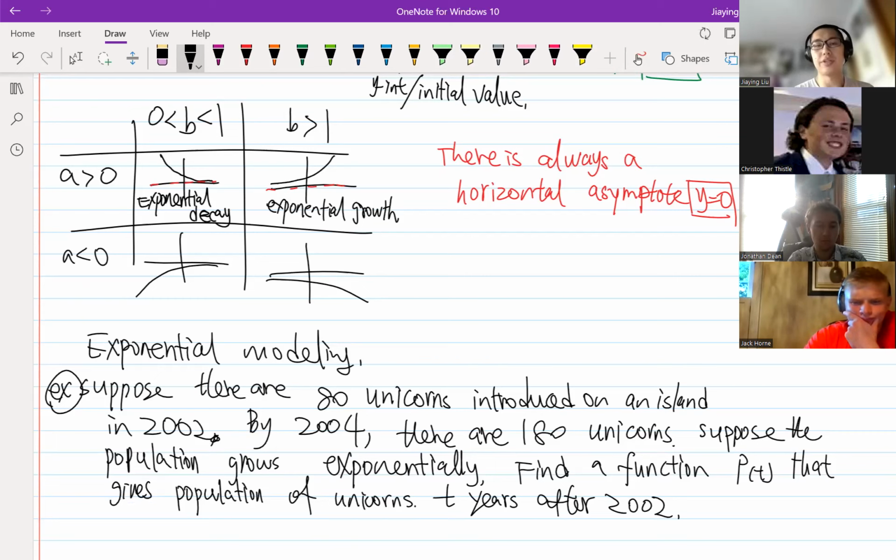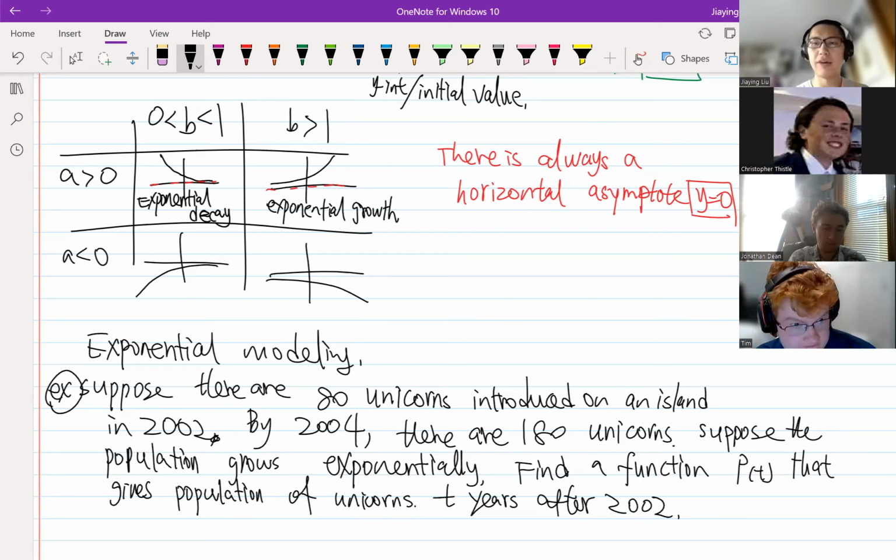So basically, here's the question. We begin with 80 unicorns in 2002, and then 2 years later, there are 180 unicorns. The growth is exponential, and we want to find the function P of t that will give the population of unicorns t years after 2000, not 2002. Otherwise, it's going to mess up the numbers, not necessarily the problem. So t is the number of years since the year 2000.